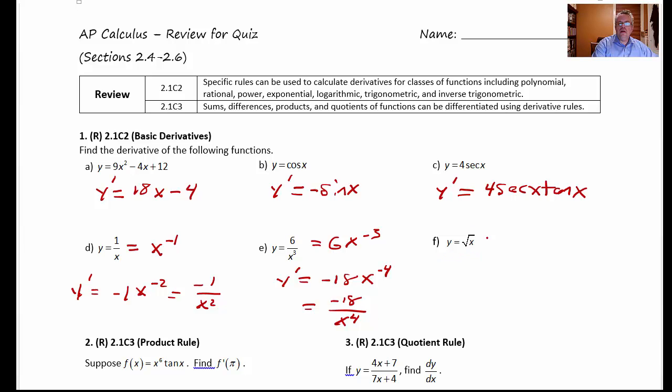Okay. This one, we can think of this as x to the 1/2 power. So y prime is going to equal 1/2 x to the minus 1/2, same as 1 over 2 square root of x. So remember, x to the minus 1/2 power is the same as square root of x in the denominator.